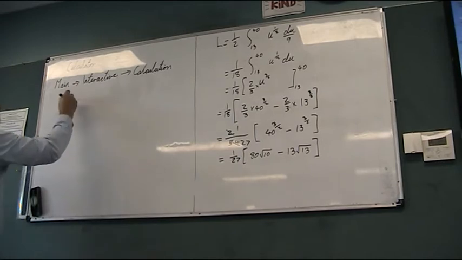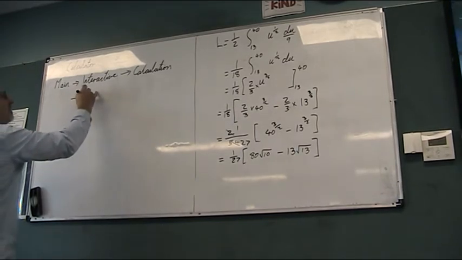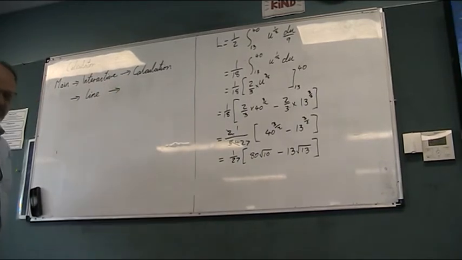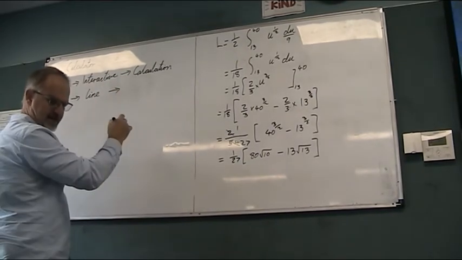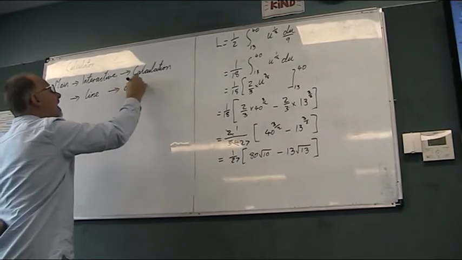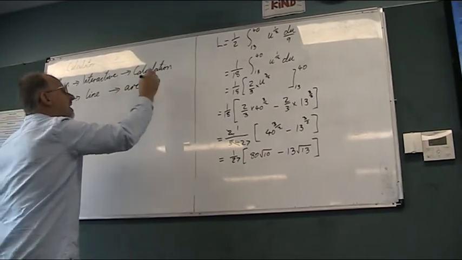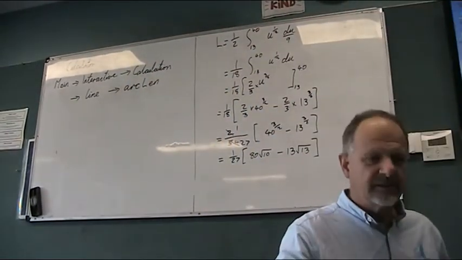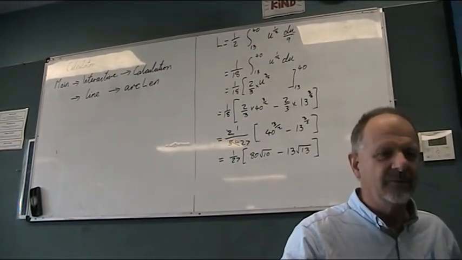What do we want to calculate? We want to calculate something about a line. And what is it about the line that we want? We want the arc length. So ARCLEN. And so when we click on that, we get a box.